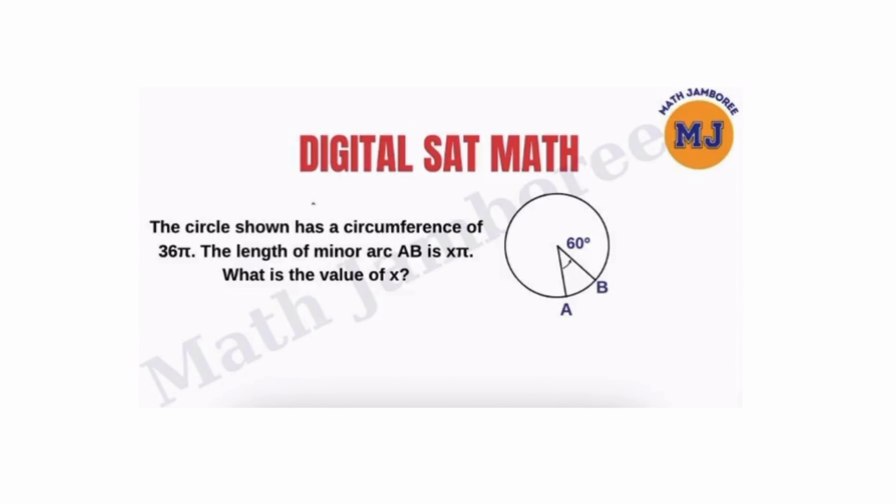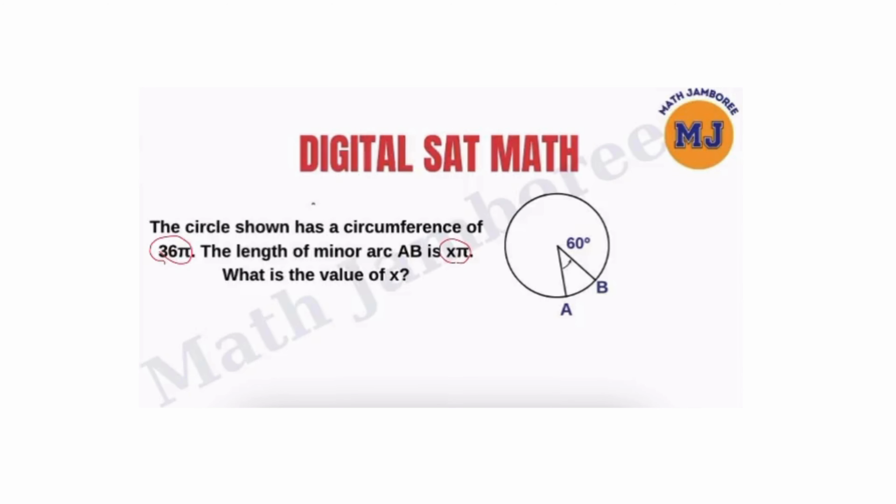Today we're going to talk about circles. The circle shown has a circumference of 36 pi. The length of minor arc AB is x pi. What is the value of x? It asked us. So let's see the information first. 36 pi and x pi is given in the question already.